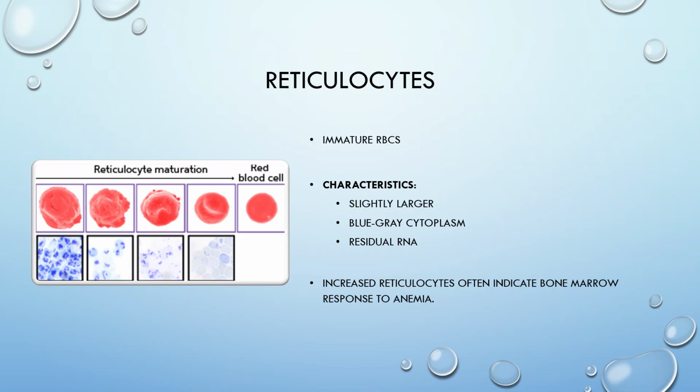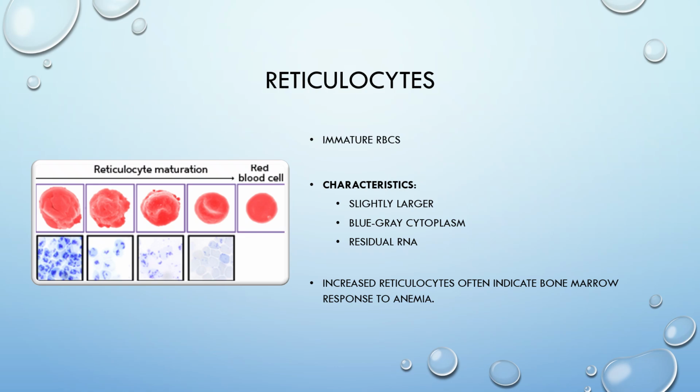That coloration comes from residual ribosomal RNA that remains inside the cell for a short period after the nucleus has been expelled. Eventually, that RNA is degraded and the reticulocyte finishes maturing into a typical erythrocyte. Now, from a laboratory perspective, reticulocytes are incredibly useful because they tell us something about bone marrow activity.